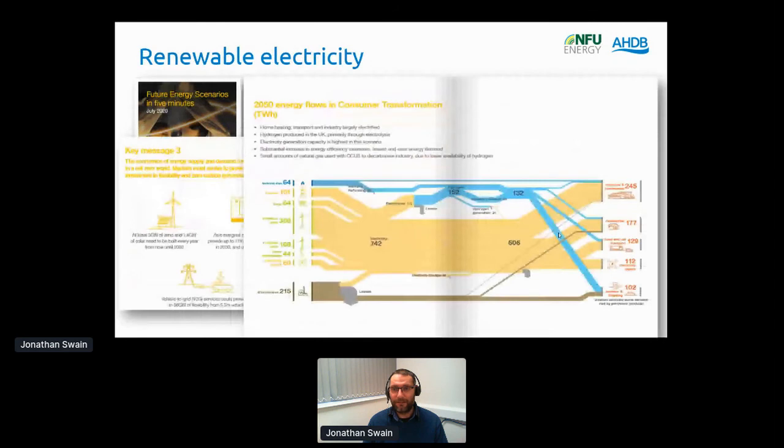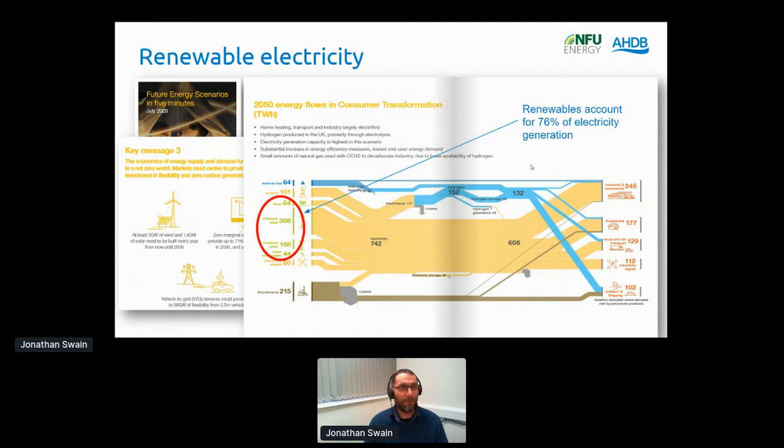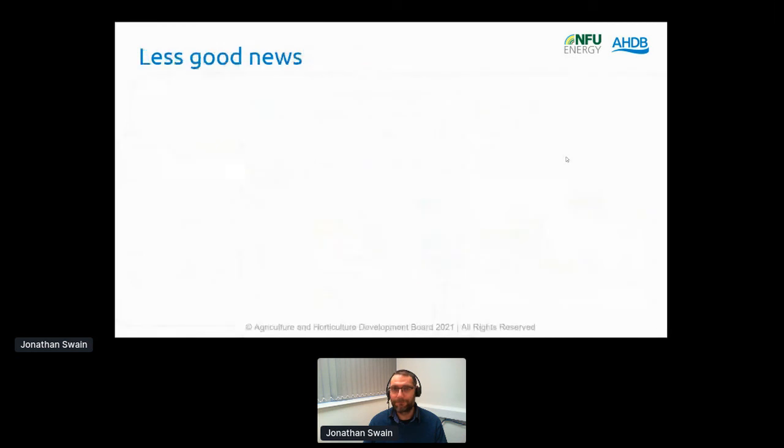That trajectory is set to continue. National Grid provide renewable electricity future energy scenarios, and they think that by 2050, 76% of our electricity is going to come from some form of renewables. I'd be surprised if that wasn't more, actually. We still need some form of inertial mass in the system to balance out the unpredictability of some of these generations. But yes, a very, very high proportion of our energy is going to come from renewables, and therefore the carbon emissions factor associated with electricity is going to drop further still.